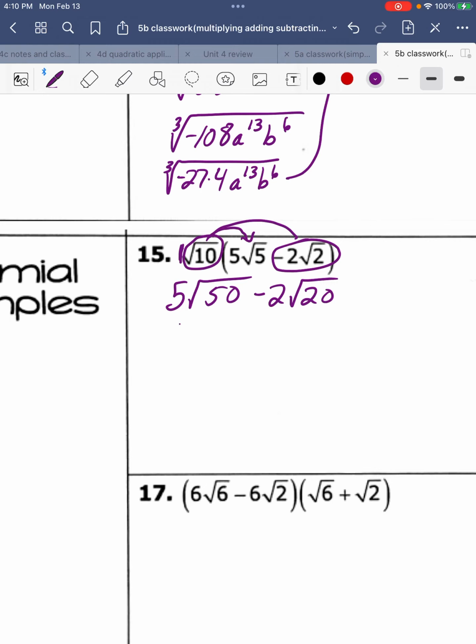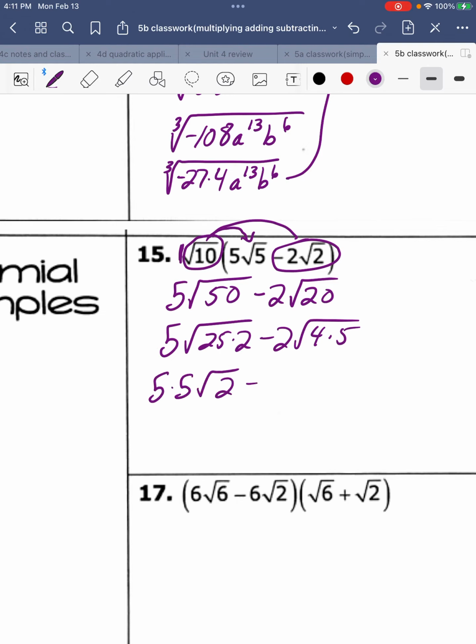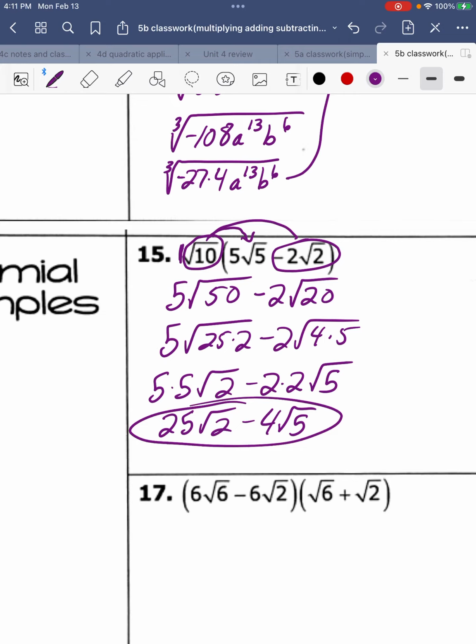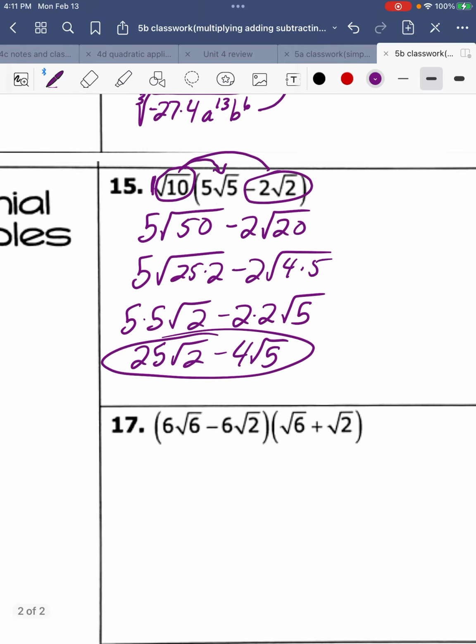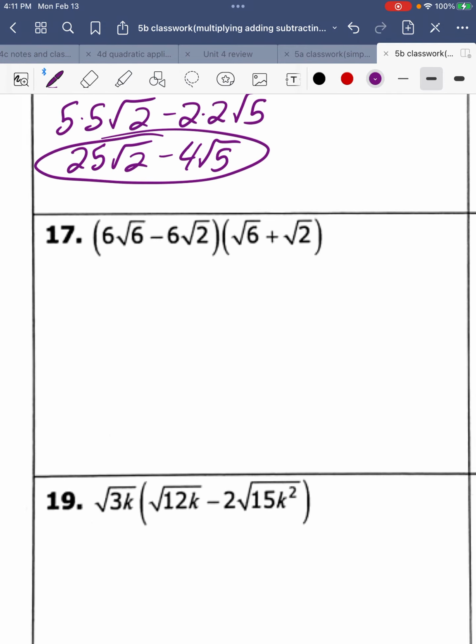Once you multiply, the next step is to simplify. 5 square root of 50, 50 is 25 and 2. Square root of 20 is 4 and 5. Square root of 25 is 5. Square root of 4 is 2. 5 times 5 is 25, square root of 2, minus 2 times 2 is 4, square root of 5. Those are not like terms. Square root of 2 and square root of 5 are not like terms, so that's your final answer.